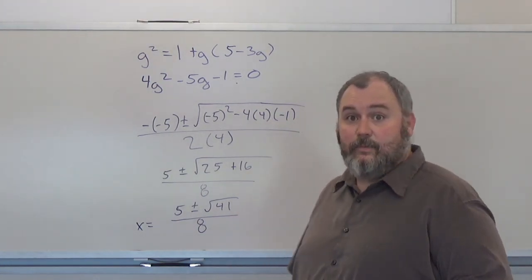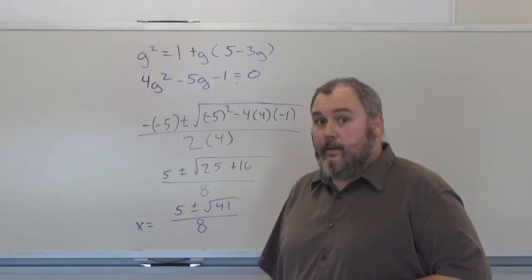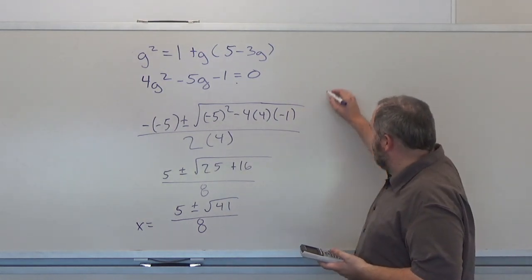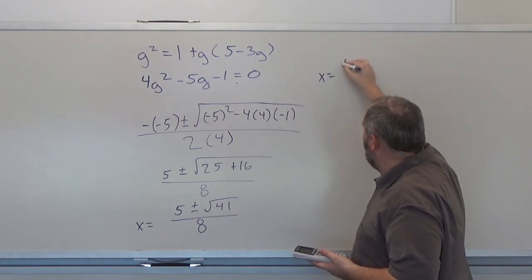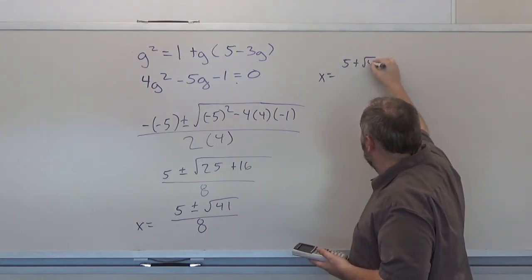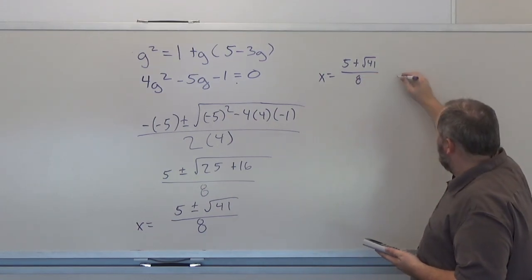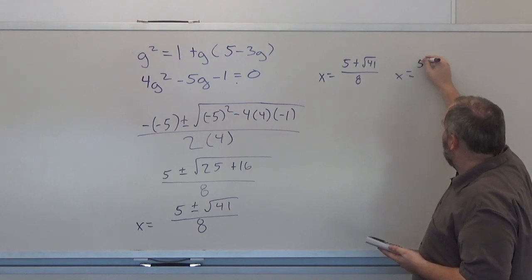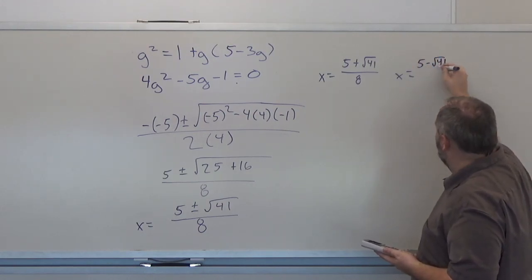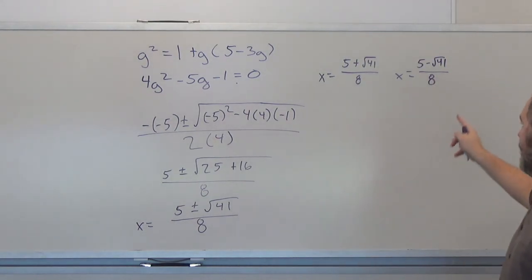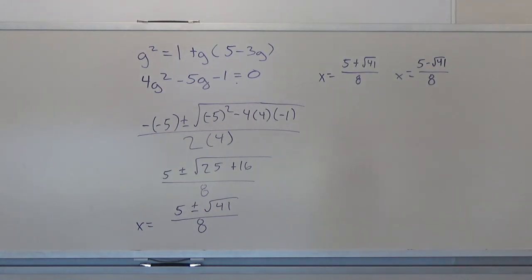Now, we can plug this stuff into our calculator to see what happens. So what we're going to do first is x is equal to 5 plus the square root of 41 divided by 8. So that's one answer. And the other answer is 5 minus the square root of 41 divided by 8. So the question is, how do I take those two answers and put them back into our original equation?